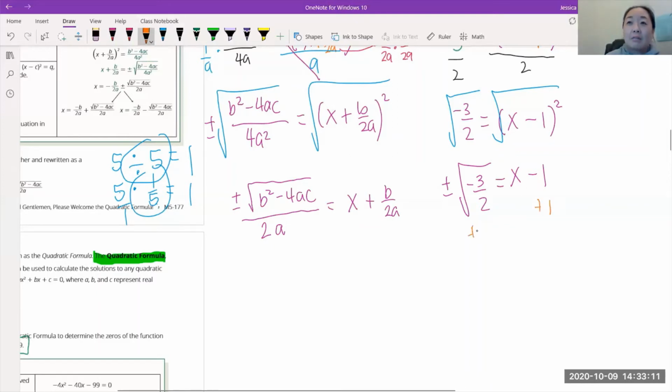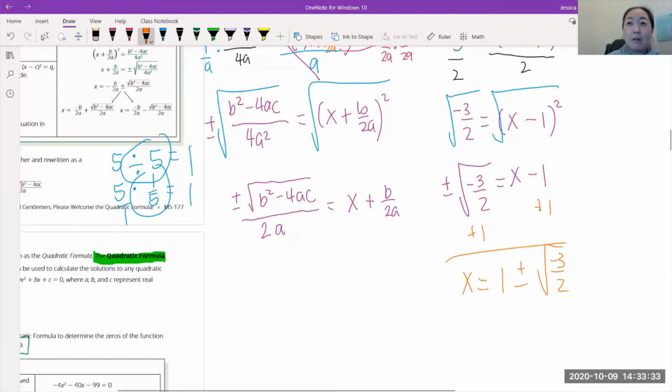Add the 1, and then we get literally x equals 1 plus or minus the square root of -3 over 2. I am not going to change that. I'm just going to leave it like that for right now because this is not the point. The point was to figure out this process. That's what happens when you make up equations on the spot.